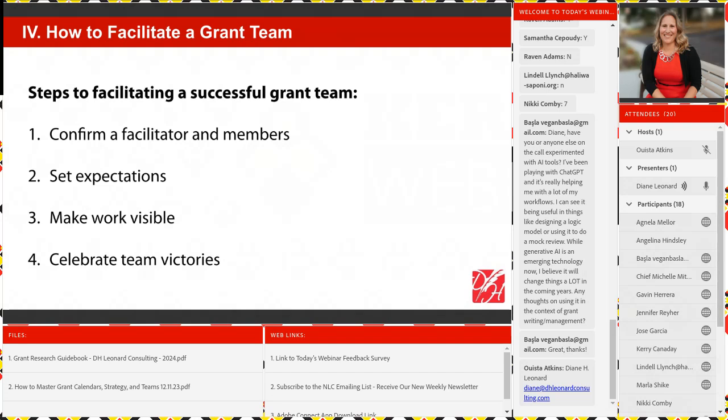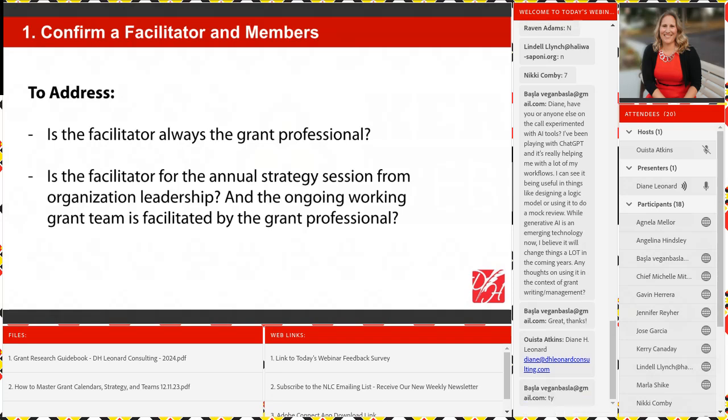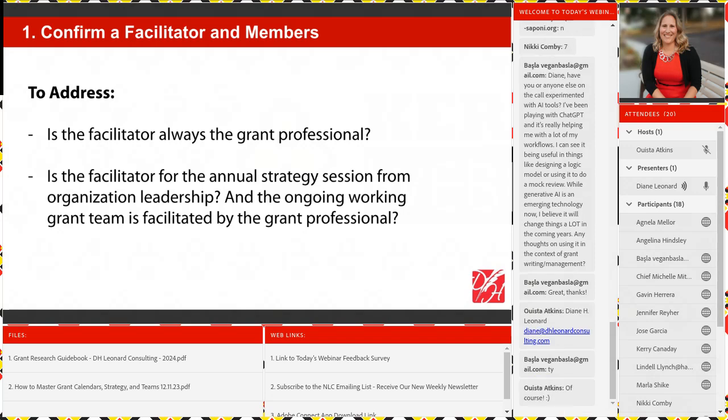So as we think about facilitating our grant team, the first thing I want to ask you to do is to confirm who is the facilitator and who are your members. This was like when we talked earlier about building out our grant team. The reason I have this first step, including confirming a facilitator, is that it might not always be you. There might be times where, as in that healthcare example that I gave, it would be best if it was the CEO or the vice president of programs who is facilitating a conversation. So it'll be organization specific for why you may or may not be the best facilitator for your organization in that moment.